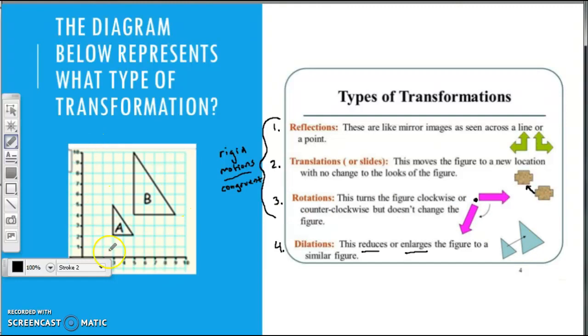Okay. In our example over here on the left, we are doing a dilation because we are enlarging the figure. Notice again that they are similar, but they are not congruent. Those figures are not congruent. They have a different size.